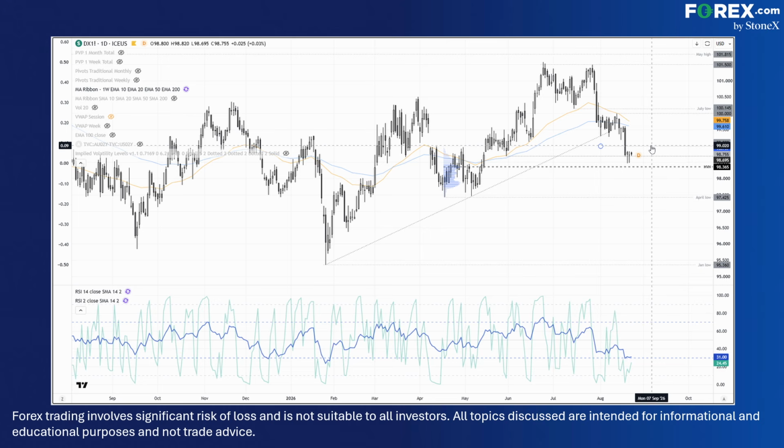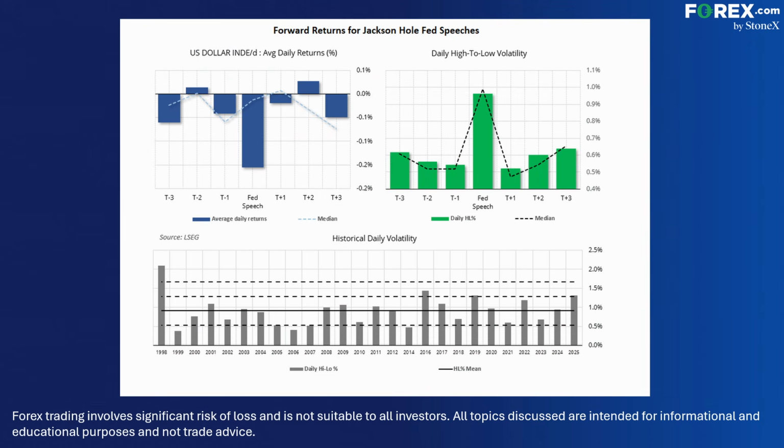But we need to be careful here because, as I'm about to show you, volatility might be a little bit capped. I'm showing my spreadsheet here of average returns for the dollar index around every single Jackson Hole Symposium since 1998. So the top left chart here are average daily returns, and the blue line being median returns. Top right chart here is the average daily ranges of the Jackson Hole Symposium, and then beneath we have every single high to low range since 1998 for the dollar index.